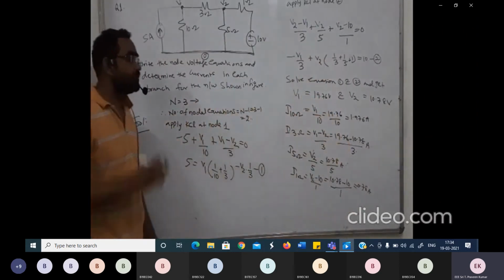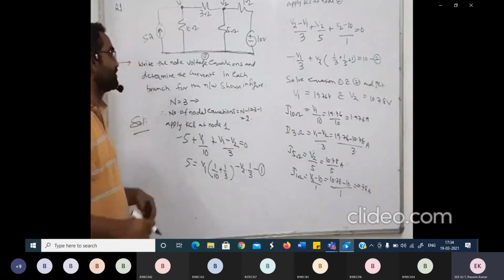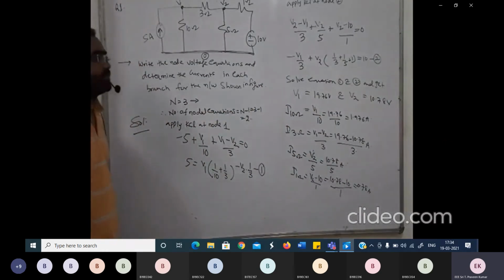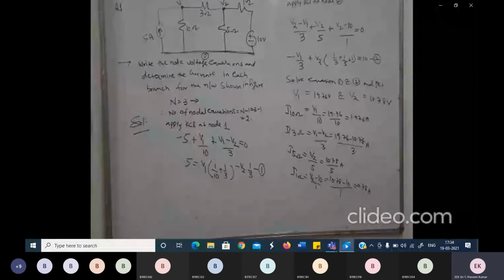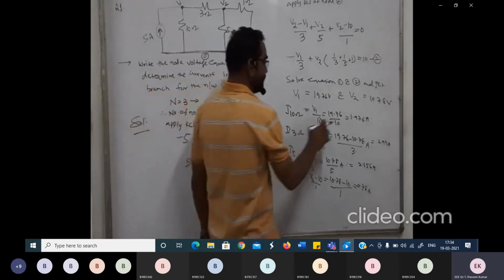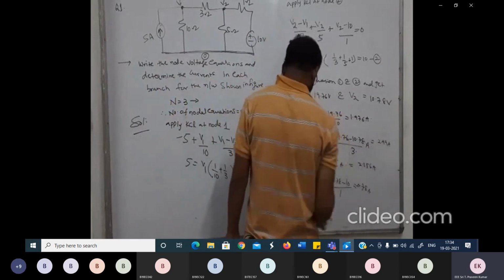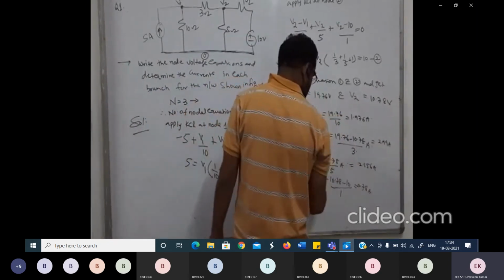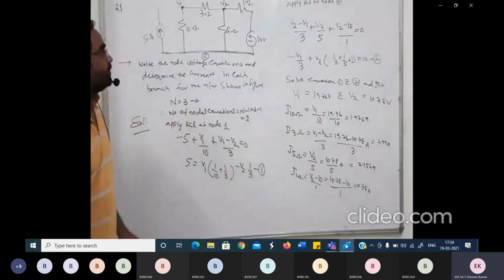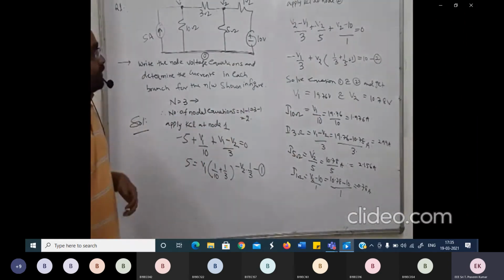This is what the question asked. What is the question? Write the nodal voltage equations and determine the currents in each branch for the network shown in the figure. This is how we solve the problem on nodal analysis. If you have any doubt, please let me know, or you can raise your hands. So the values are: I10 is 1.976, I3 is 2.99 ampere, I5 is 2.156 ampere, and I1 is 0.78 ampere. This is all regarding your first problem on nodal analysis.